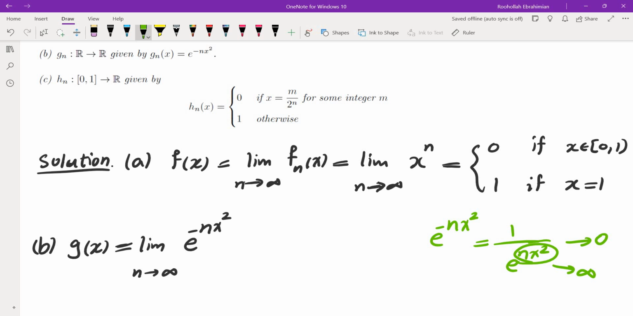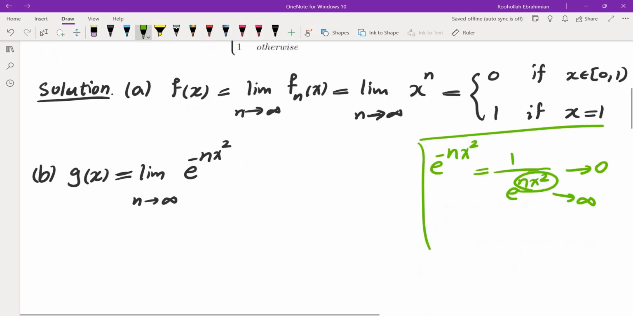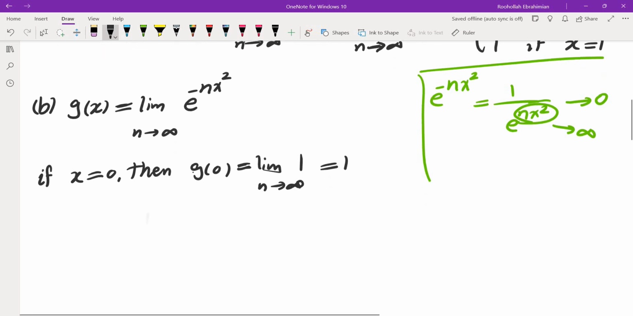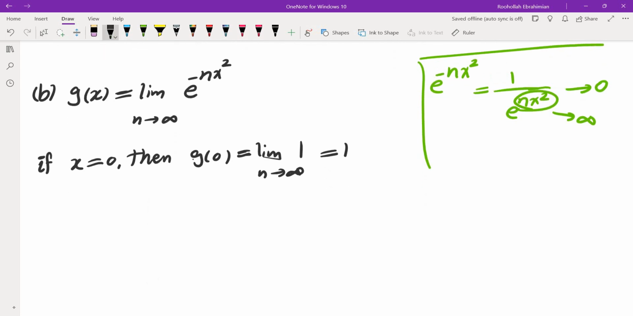However, there's one issue with the argument that I just made, and the issue is when x is 0. Because if x is 0, then n x squared does not approach infinity. So that would be problematic. So we have to take two cases. If x is 0, then g of 0 becomes the limit of all of the terms, which are just 1, which is 1. So now assume x isn't 0. So assume x is not 0.